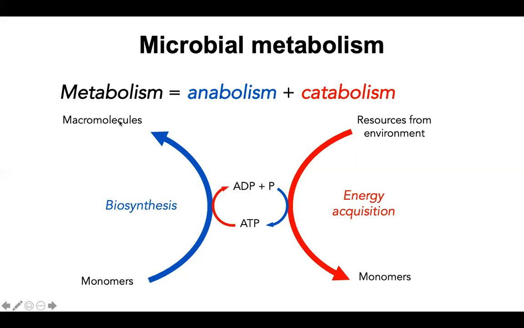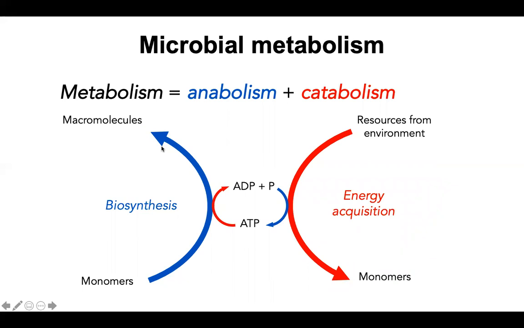When we talk about metabolism, it's these opposing processes of anabolism and catabolism. Anabolism is over here, and anabolism is essentially biosynthesis. We take monomers, which are smaller molecules, and we build larger macromolecules out of them. Now, that costs energy, which you see here with the ATP, the adenosine triphosphate, and it costs them energy to build those macromolecules.